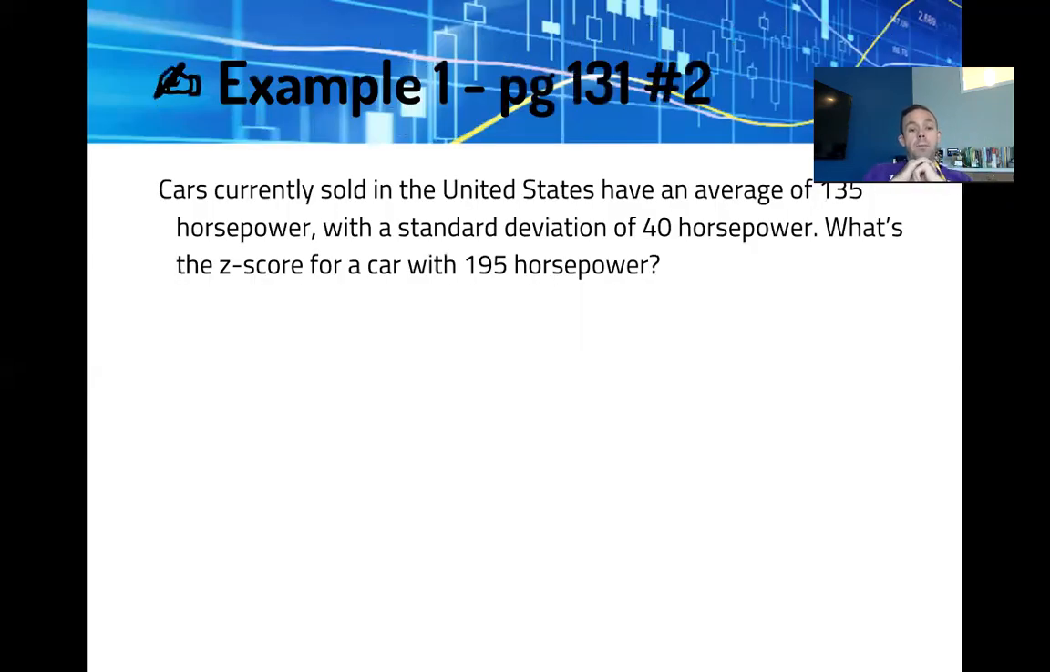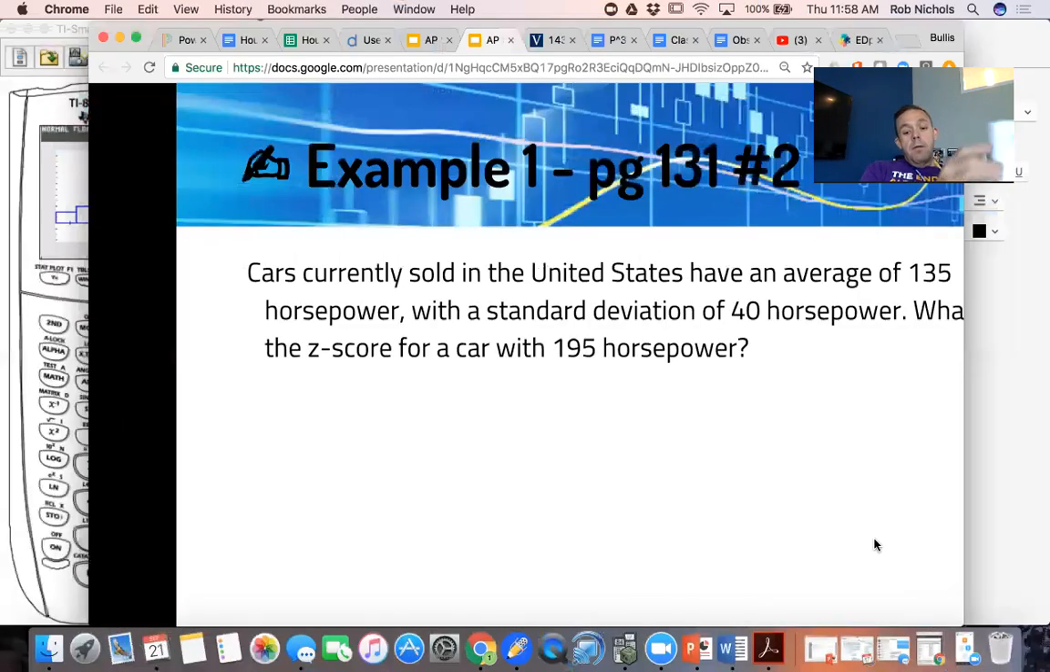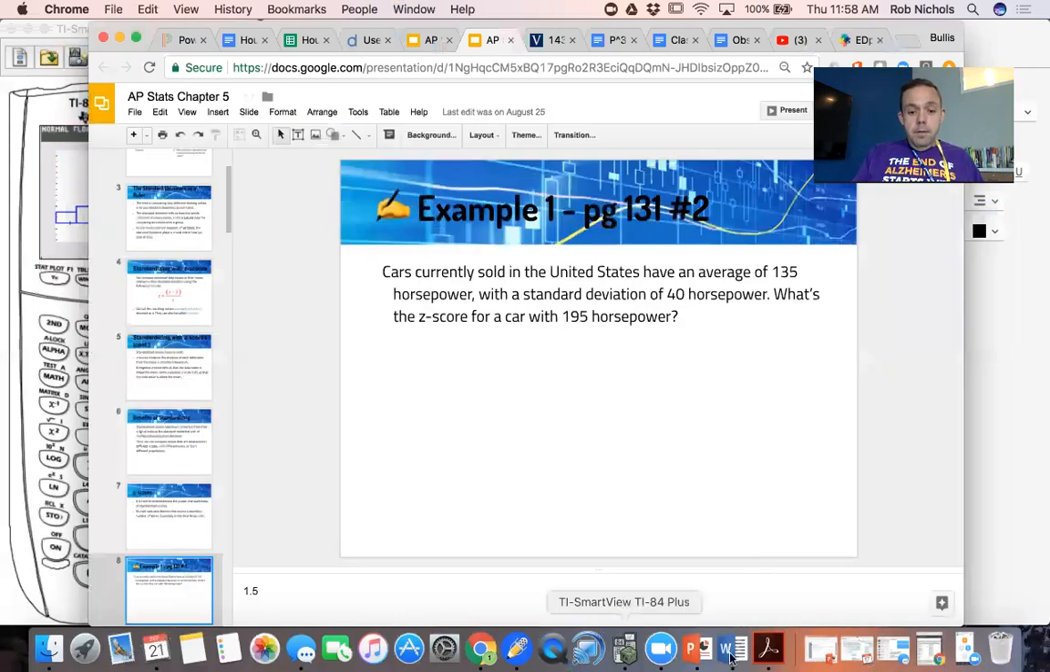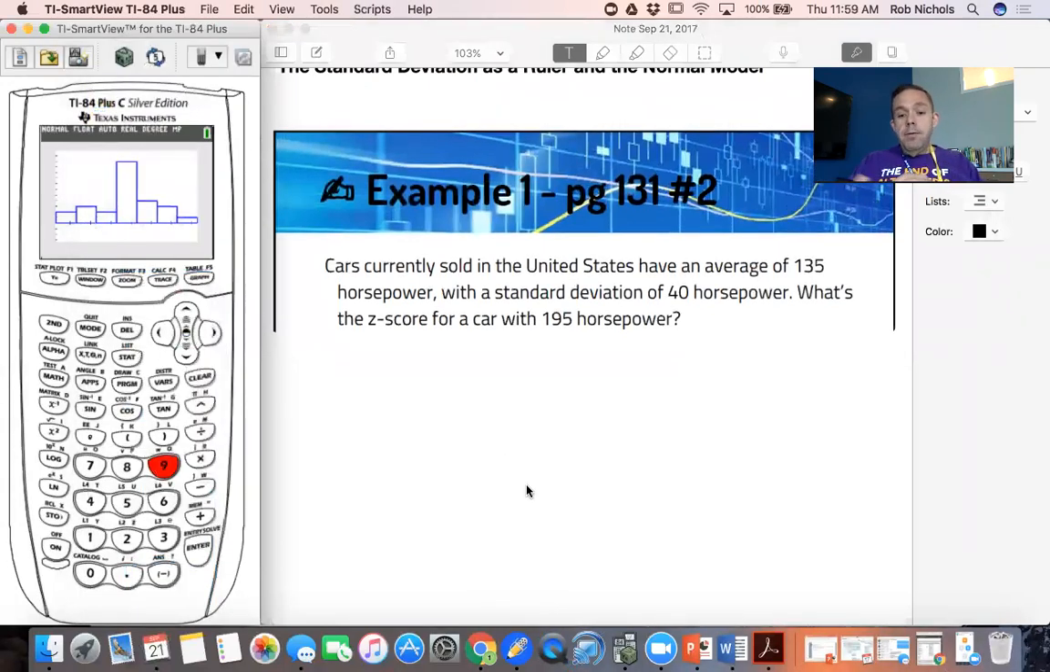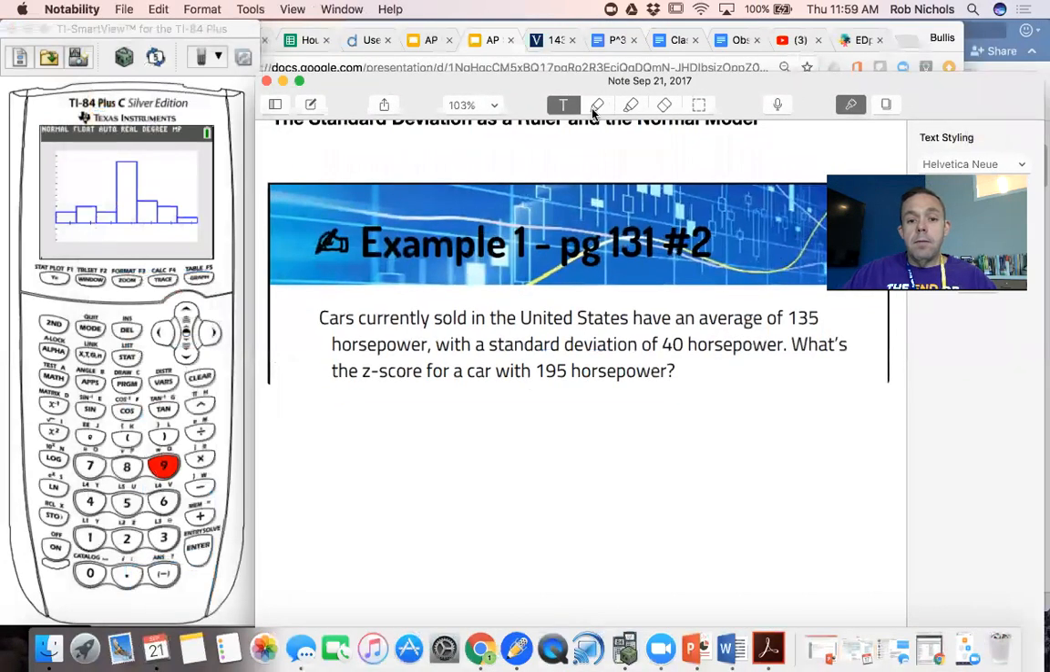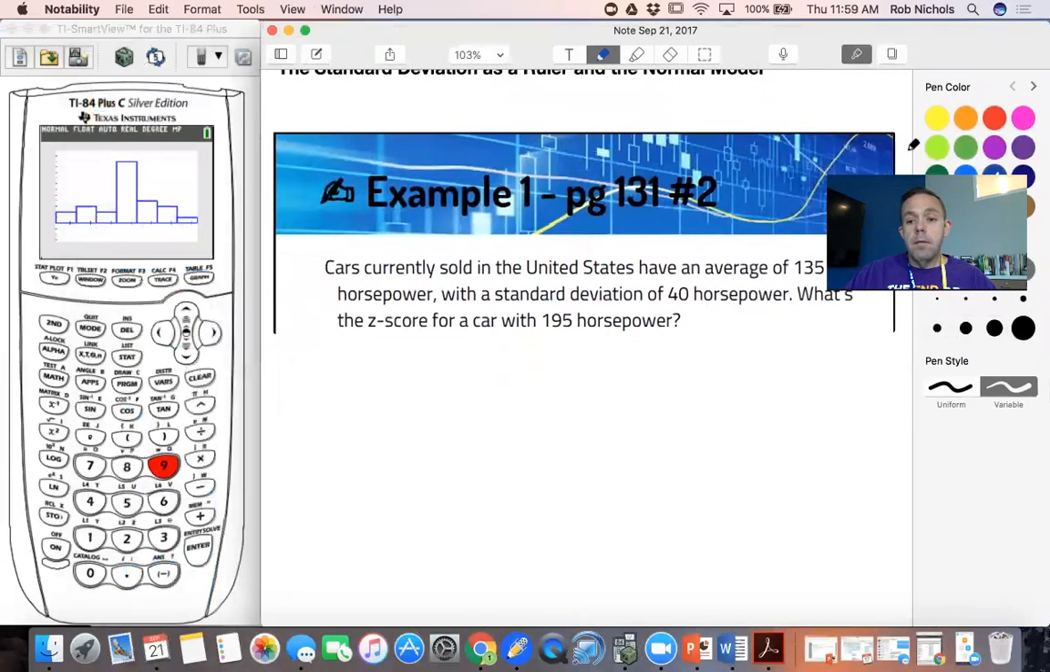All right, so we're going to try example 1. Cars currently sold in the United States have an average of 135 horsepower, with a standard deviation of 40. We want to calculate the z-score for a specific car with 195 horsepower. All right, so let me go to Notability, and we're also going to bring up the calculator. I'm just going to identify my values from this problem.